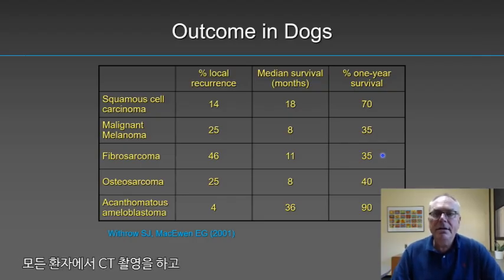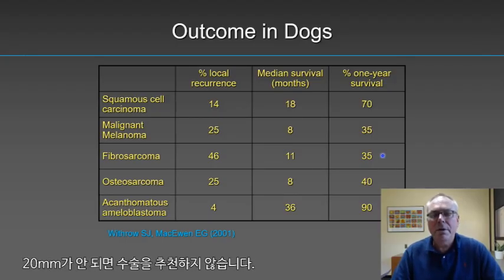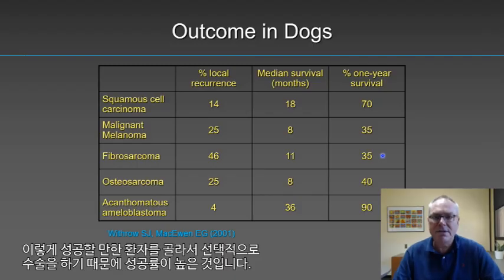So all cases get a CT scan, which is the modality of choice, and if we cannot obtain a 20 millimeter margin, we will probably recommend against surgery. So by doing that, we are influencing our success rate in a positive sense. So the fact that we have a 70% success rate probably means that we are more precise in determining the extent of the tumor, and we are more selective in only performing surgery in animals where we are reasonably sure that we can obtain a 20 millimeter surgical margin.